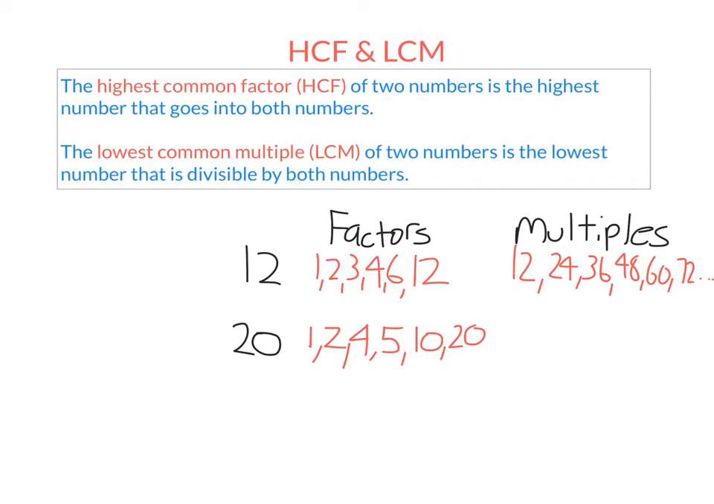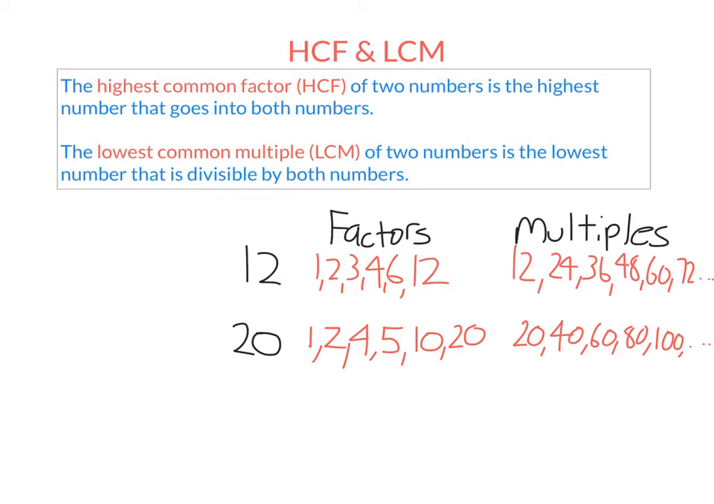Now let's look at the multiples of 20. We're going to find all the numbers divisible by 20. Well, not all of them, just a few. 20 is divisible by 20, so we go up by 20: 40, 60, 80, 100, and so on. These are all the multiples of 20. Once again, they go on forever.